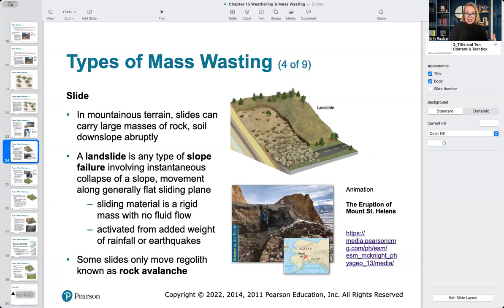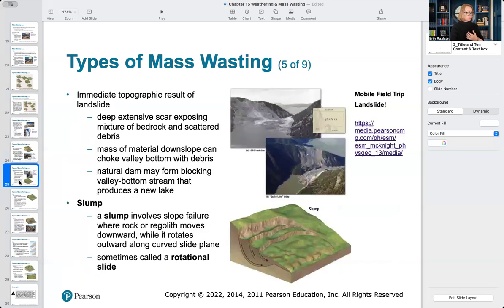The 1980 landslide at Mount St. Helens is probably the most famous American example. The volcanic eruption triggered a massive landslide, the largest landslide in recorded history. And it moved at speeds of 110 to 155 miles per hour and transported enough material to bury the entire island of Manhattan 400 feet deep. Huge and very fast moving.